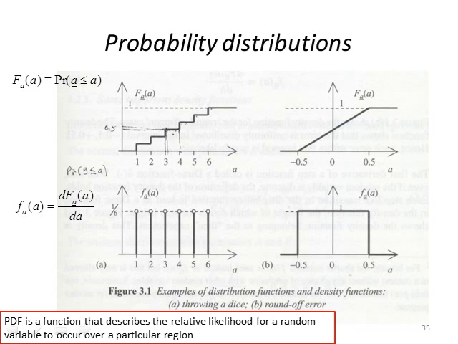On the top are examples of distribution functions, which are indicated with a capital F sub A, and A is our random variable. And the bottom two plots are probability distribution functions, which is the derivative of the distribution function with respect to the random variable. Now in this class we're going to be using this probability density function. And this describes the relative likelihood for a random variable to occur over a particular region.